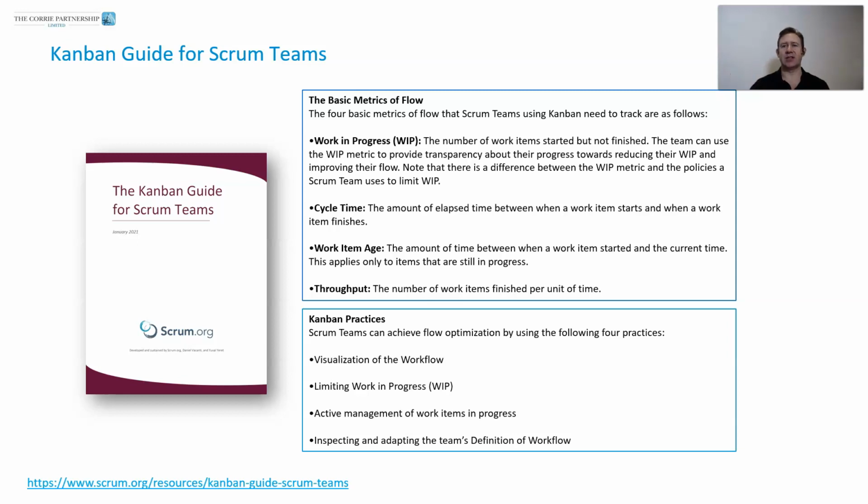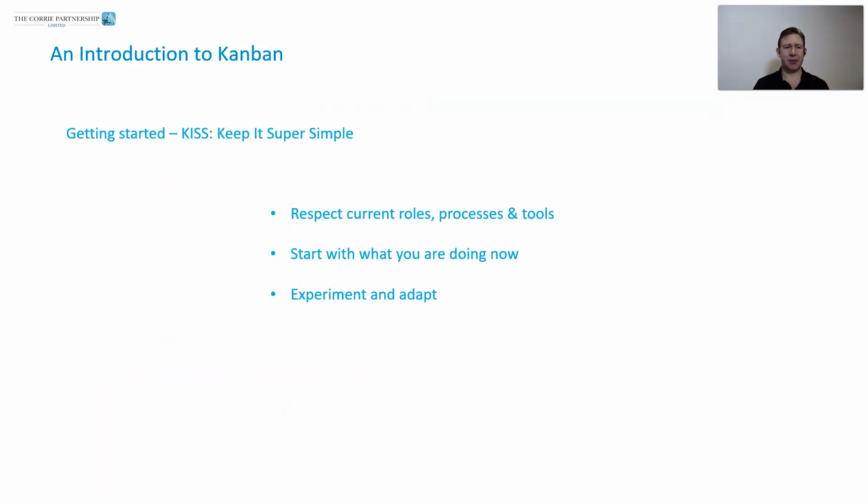But again, let's keep things super simple. That KISS principle: keep it super simple. Three things here then: respect the current roles, the current processes, and the current tools. Don't just start all over again. Just put things into those three columns and get started with that. Start with whatever it is you're doing right now. That's a great way to think about things. Start with what you're doing right now, rather than starting all over again with something new. In fact, most things that you're currently doing can easily fit into a Kanban board, and you can start to visualize your work right there and then.